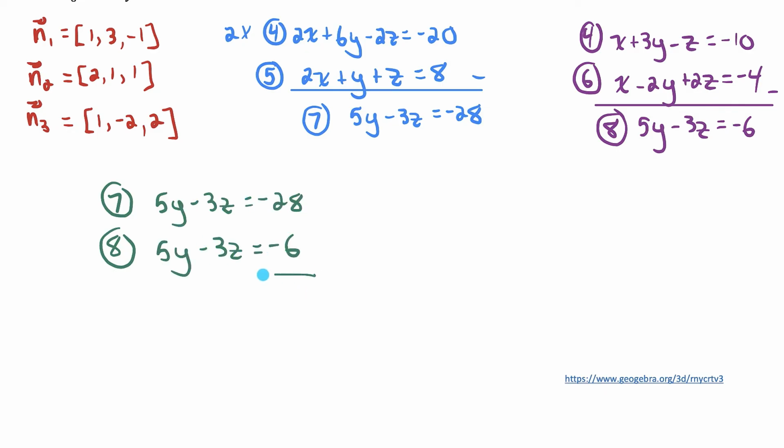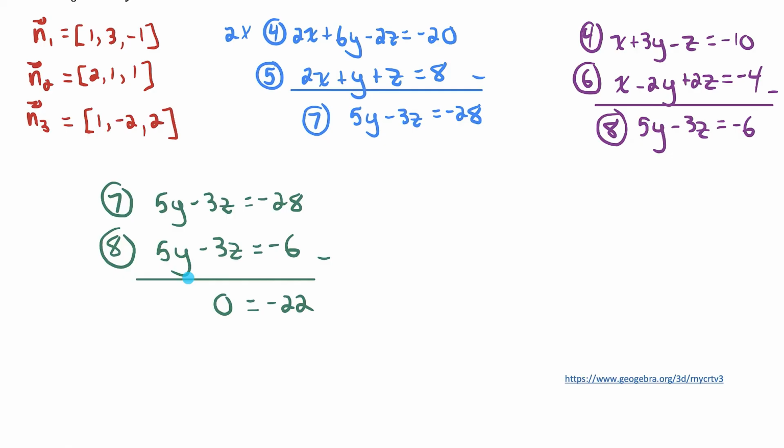If I were to try and eliminate a variable, I could subtract the equations. Notice both the variables would eliminate. I'd be left with nothing on the left, but on the right, I'd be left with negative 22. My equation says 0 equals negative 22, which is not possible, which means that these two lines of intersection are lines that are parallel to each other but distinct from each other, which means they would never intersect.